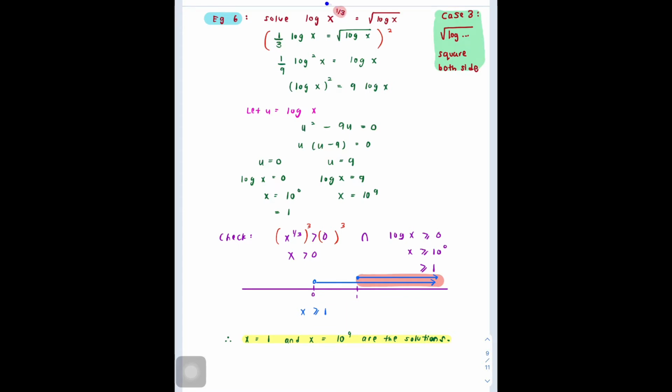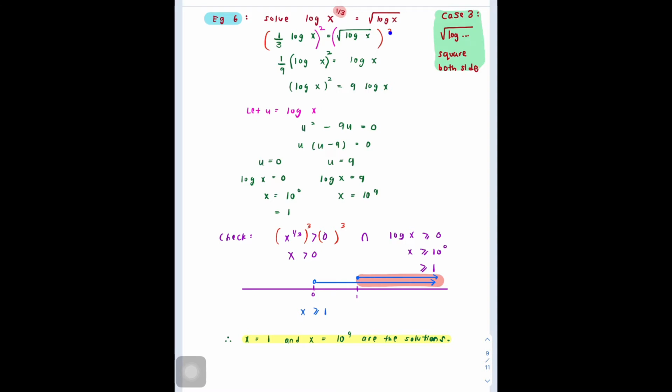So you can apply the properties first. So you have 1 over 3 log x is equal to square root log x. Okay, then how to eliminate the roots? You just square both sides. Left side 1 square, right side 1 square. So left side 1 over 3 squared is 1 over 9. Log x squared is log squared x, or you can also write it in the form of (log x) squared. Either one, the same thing.